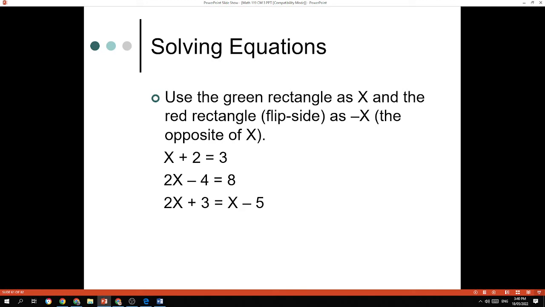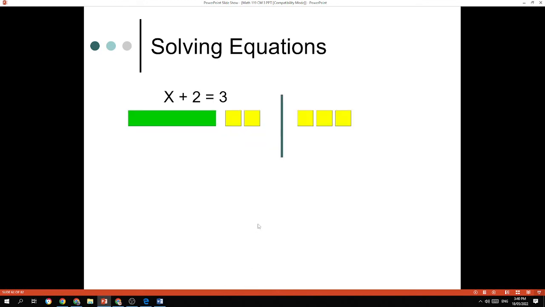So use the green rectangle as x and the red rectangle, the flip side, as negative x, the opposite of x. So if I'm going to be modeling this one, x plus 2. The red rectangle is negative x. So I'll be having the green rectangle, sorry. It's positive, so the color is green. Then I have here positive 2, yellow squares. Positive 3, yellow squares, three pieces.